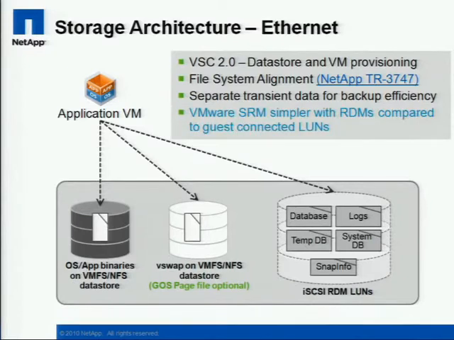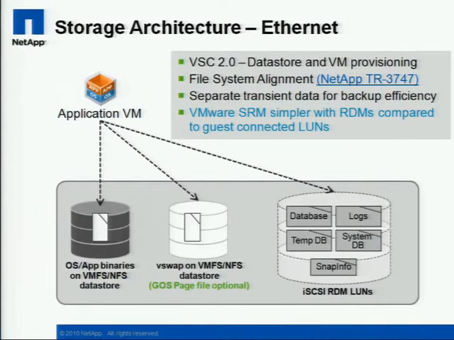In the case of Ethernet storage, if you're using Ethernet, the layout's very similar. Application OS binaries can be in one data store. In this case, if it's Ethernet, you can put the OS binaries in a VMFS iSCSI data store or in an NFS data store. And then the rest of the data, the VM swap or other transient data, can also be VMFS or NFS.